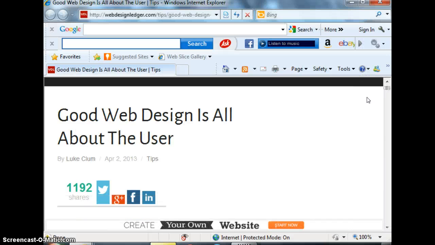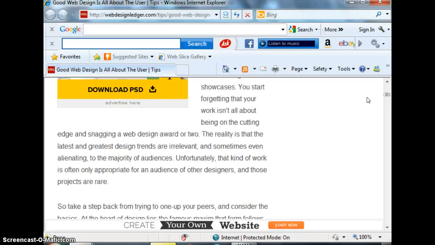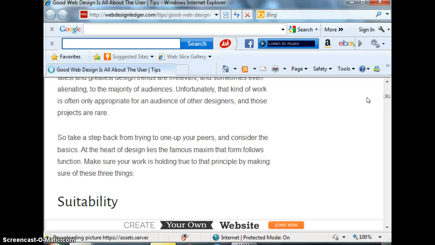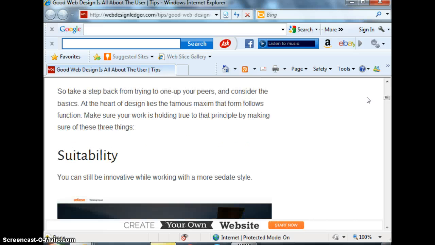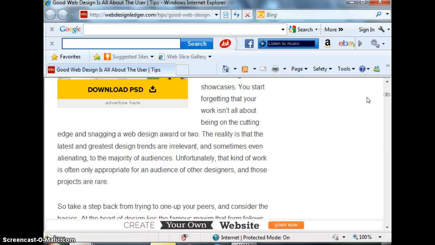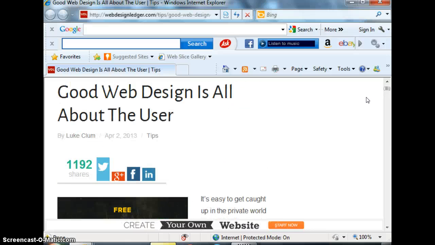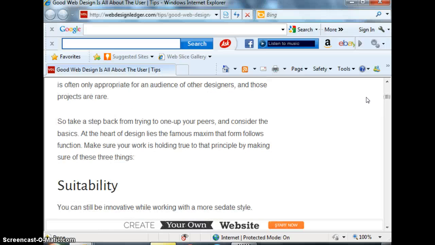This website also does what the previous article did. It's not as many tips. It's not as many tips that tell you exactly what you should and shouldn't do. A lot of them kind of overlap with one another.